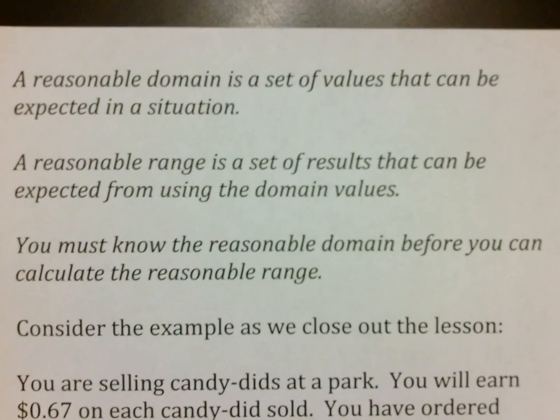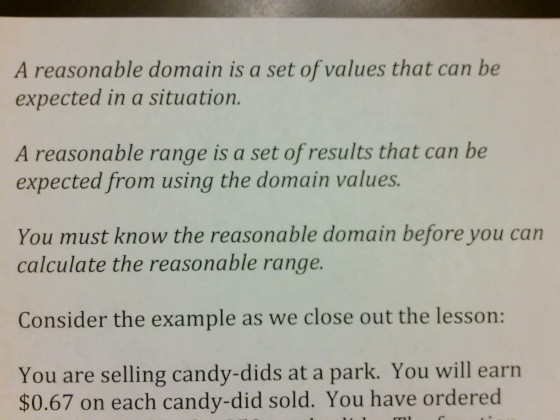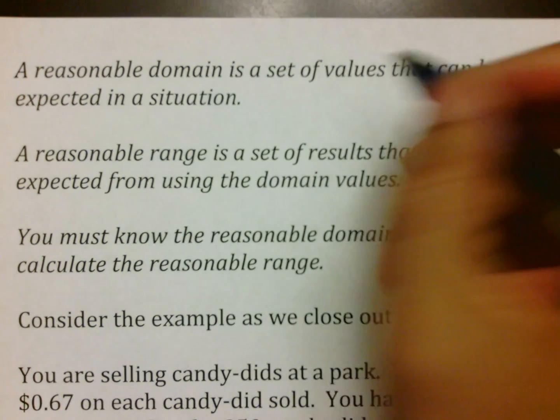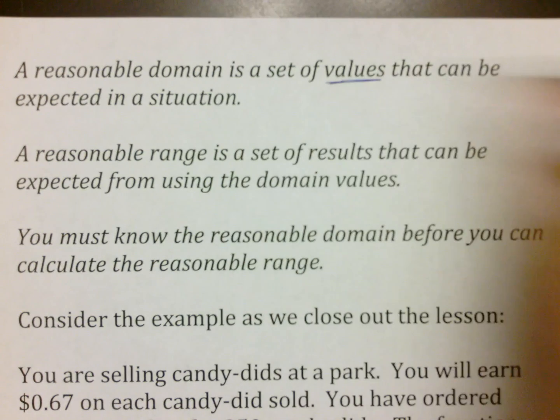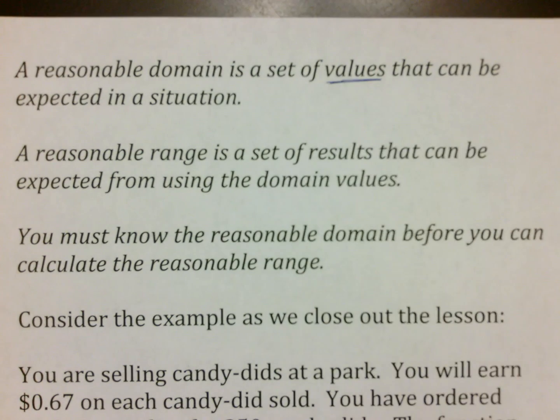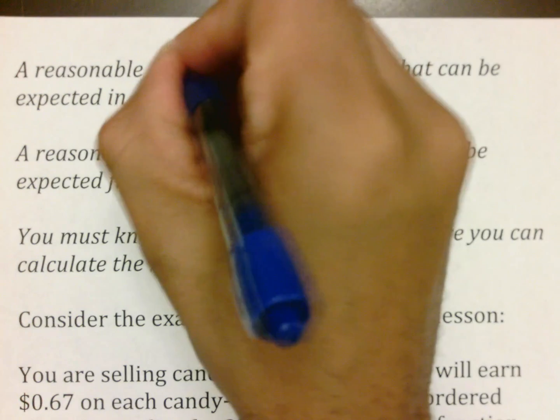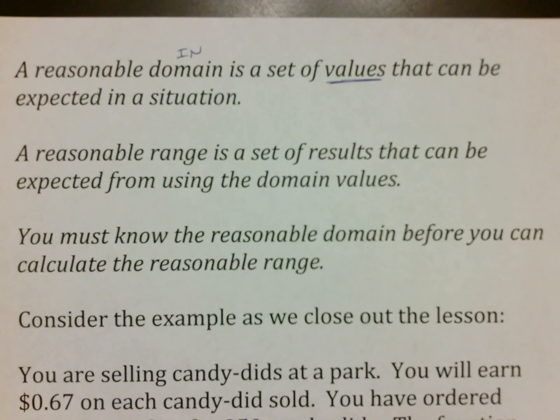But what I'm saying is that when we're talking reasonable domain and range, we need to make sure we read the problem and try to tell the problem what the range of input values and output values are. A reasonable domain is a set of values that can be expected in a situation. A reasonable range is a set of results that can be expected using the domain values. So again, the reasonable domain is a set of values. That means the numbers we can put into it. Because remember, domain is your input. You might want to put that for your problem there. Again, domain is what you're putting into the function.